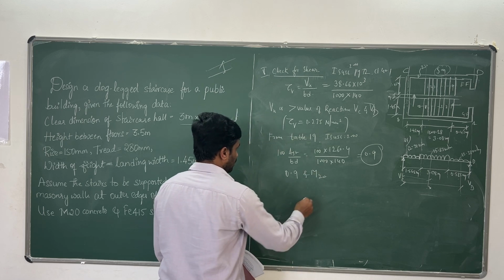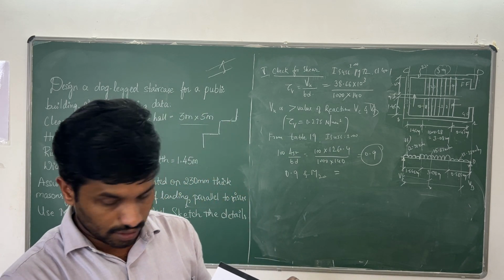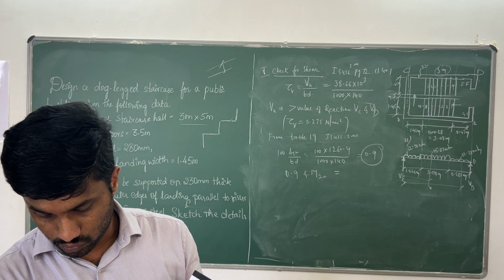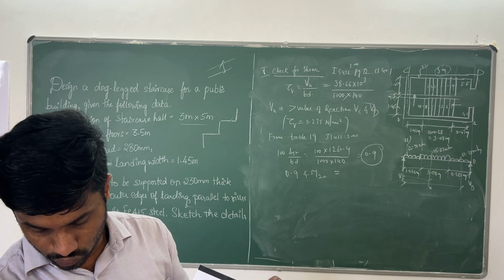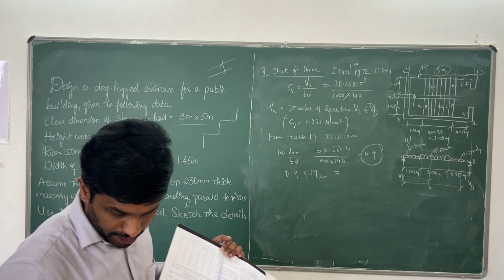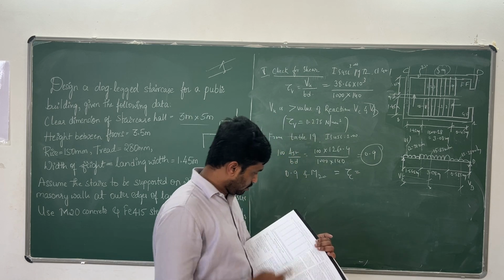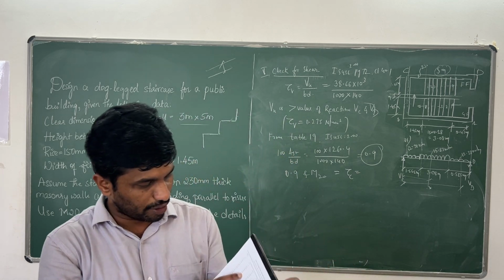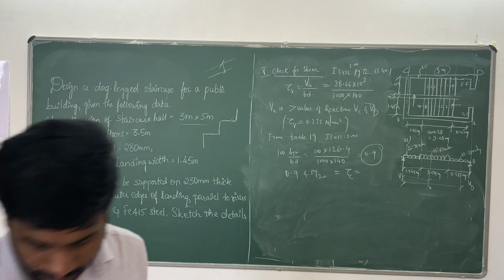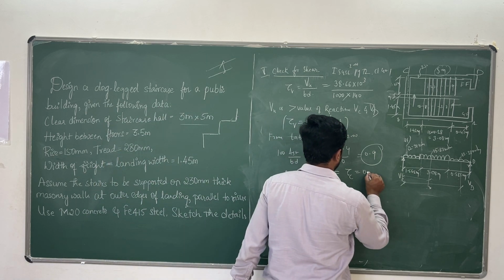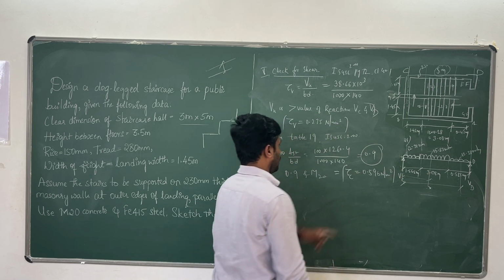From table 19, what is the value you are getting? So 0.9 is somewhere here, so you have to interpolate. For M20 you are getting 0.9, you are having two values, you interpolate. You are getting tau C after interpolation in between 0.54 and 0.6, so approximately 0.596 Newton per millimeter square. This is from table 19.